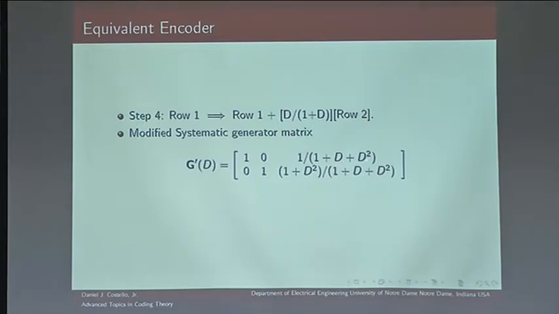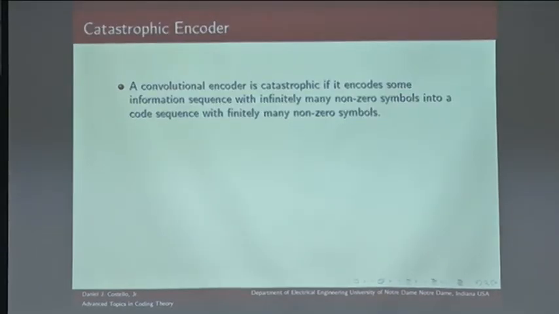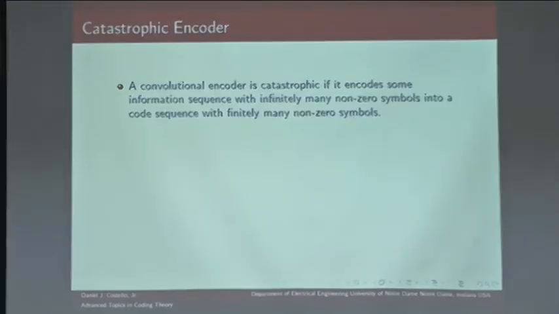And there's nothing higher than the power of d here, so we still have memory 2. We could still realize this with a shift register of length 2. So we haven't increased the number of states. So you can always do that. If you've got non-systematic, you can convert it to systematic. Now, in general, you may require more states, which you wouldn't want to do. But if you can do it with the same number of states, usually it's advantageous to do that.